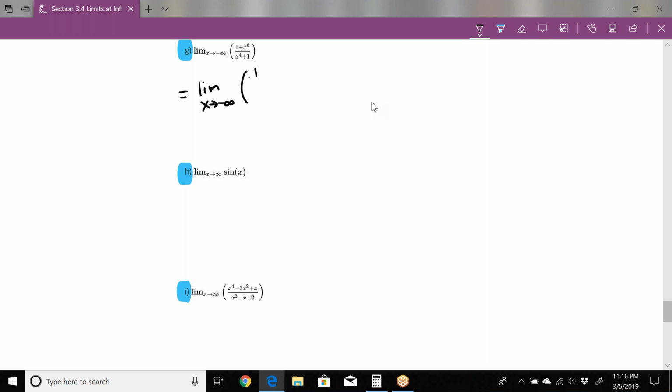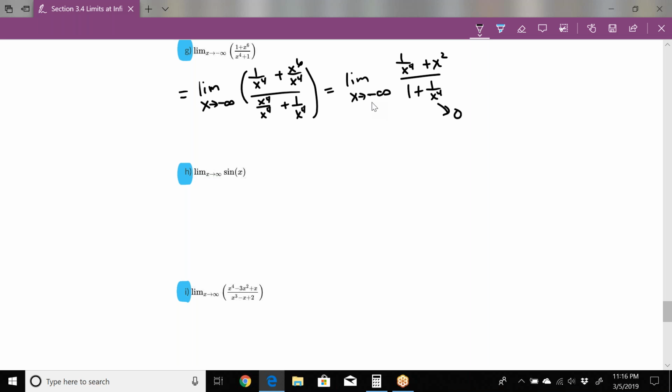So this would be 1 divided by x to the fourth plus x to the sixth divided by x to the fourth, over x to the fourth divided by x to the fourth plus 1 divided by x to the fourth. Now, this would be the limit as x approaches negative infinity of (1 over x to the fourth plus x squared) over (1 plus 1 over x to the fourth). Now we know both of these guys, as we plug in negative infinity, are going to 0.